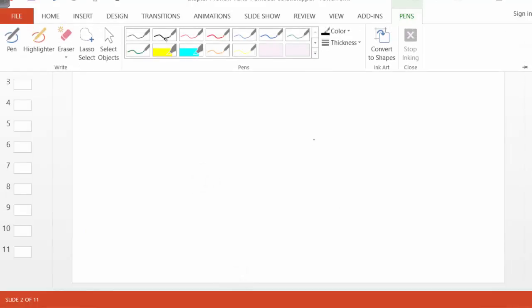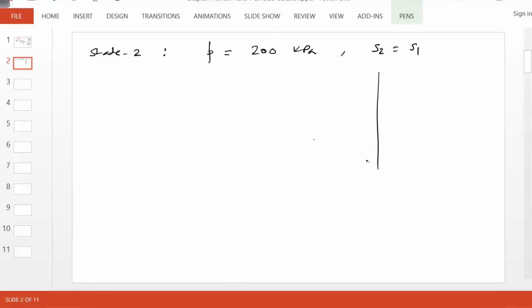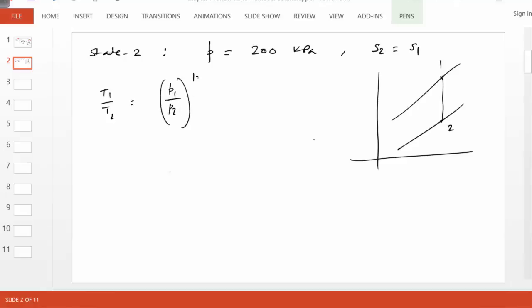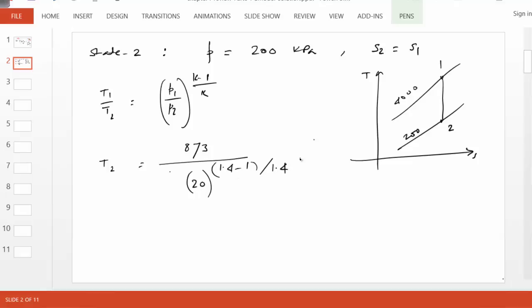We recognize you can write, again, just to remind you, we have state 1 here, state 2 here. So the higher temperature T1 over T2 will be P1 over P2 to the (k minus 1) over k. So that gives us T2, we want to find T2, equals T1, which is 873, divided by what is P1 over P2? If you recall, this is 4000 and this is 200. So their ratio is what? 20 to the, and the k value is well known. So it's 873 divided by 20 to the 0.4 over 1.4.